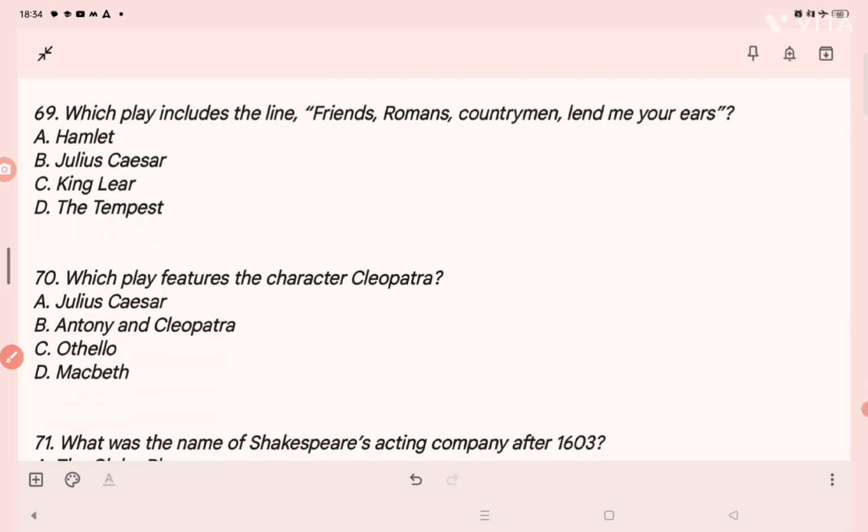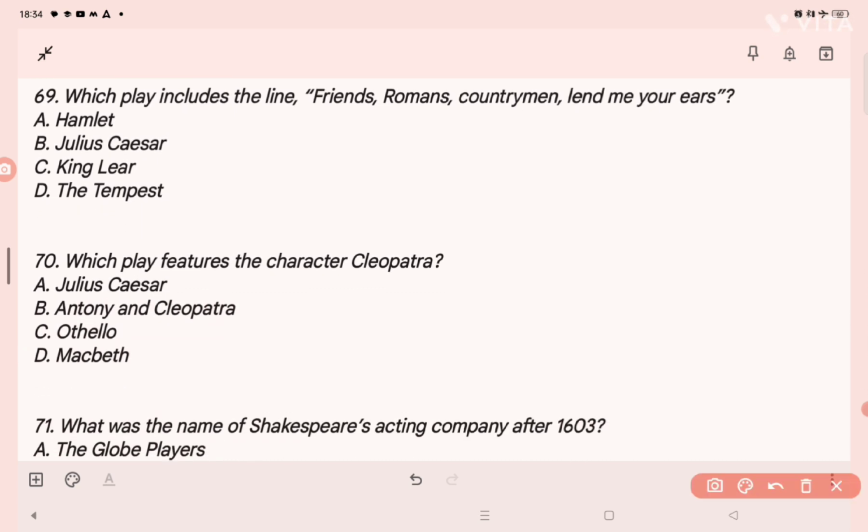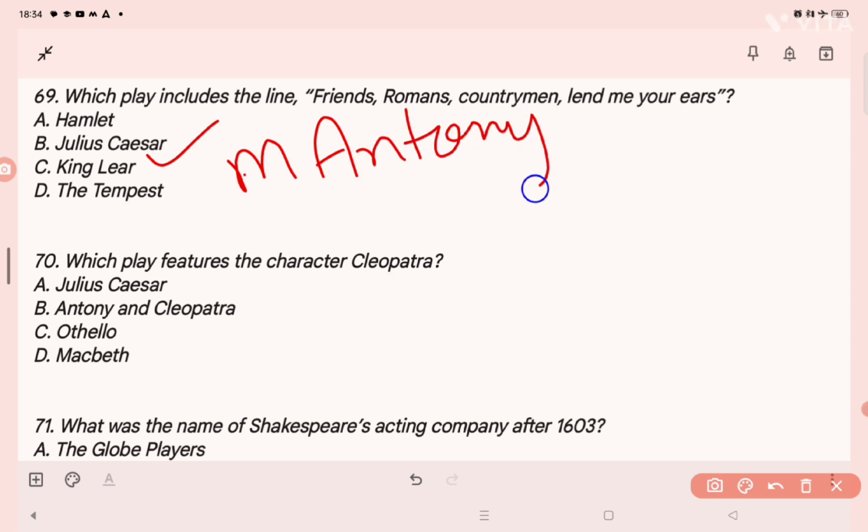Which play includes the line "Friends, Romans, countrymen, lend me your ears"? Option B, Julius Caesar. The famous line is spoken by Mark Antony in Julius Caesar Act 3, Scene 2, during his funeral speech.